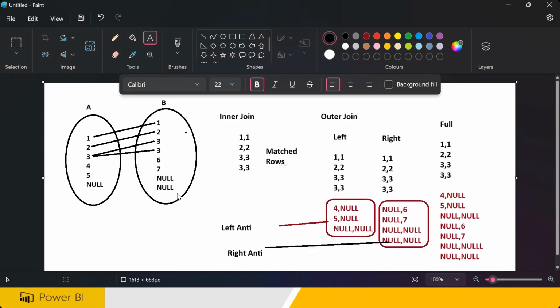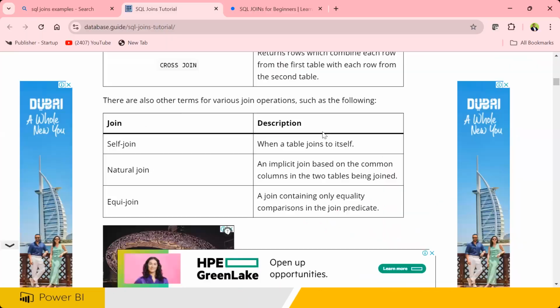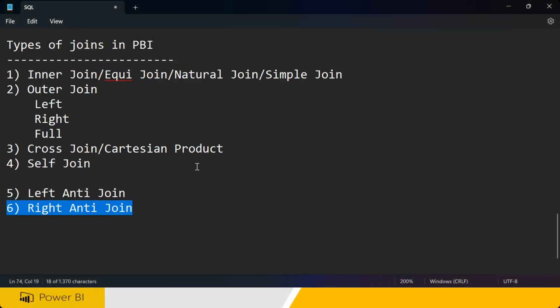There should be three types of joins: right join, left join, and inner join. No, it is not that. The types of joins are like this: inner join, outer join, cross join, self join. Inside outer join, you have left, right and full. These are not separate types. Okay, so this is the right way of saying it.